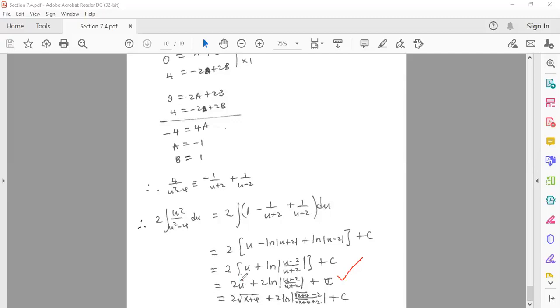If the answer is no, it means you need to substitute back. What was the substitution we made? We said u was root of x plus 4. That's why everywhere I see u, I just put root of x plus 4. And there you go, you're done. It's as easy as that.